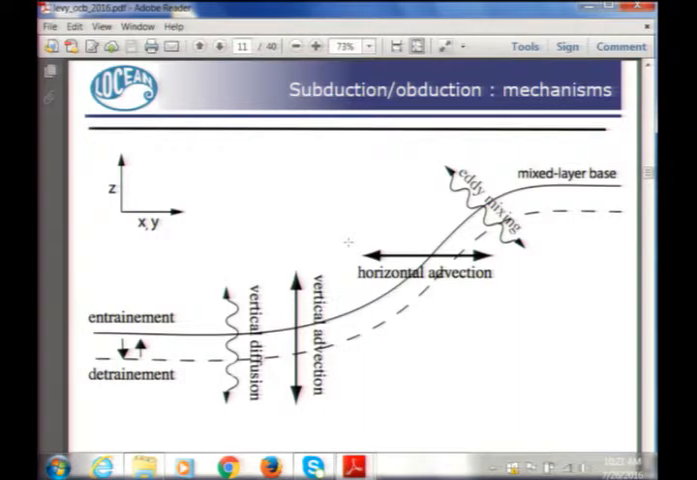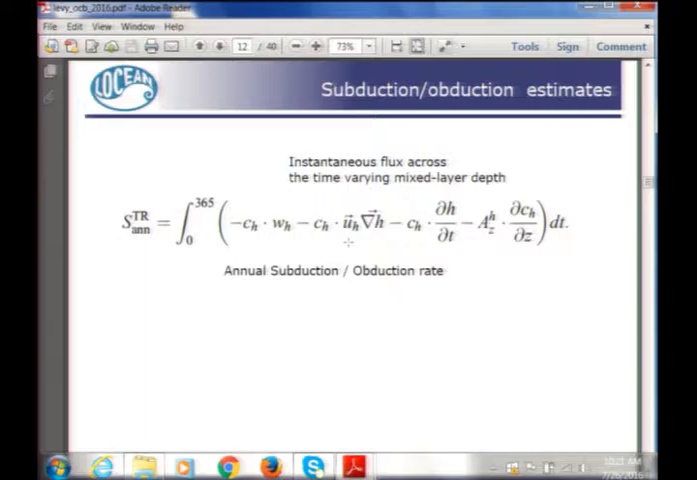I will focus first on large-scale processes, meaning I will look at large-scale advection and large-scale entrainment. Everything is going to be large-scale, but you have to keep in mind that the small scales are also important. And in the second part of my talk, I will address the role of small-scale vertical advection and horizontal advection due to mesoscale and submesoscale filaments. But I'll start with the large scale. So how do we compute this?